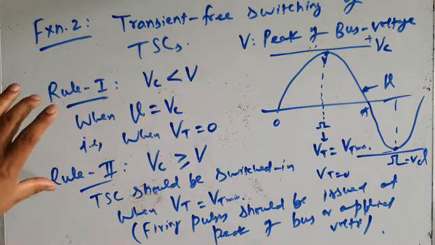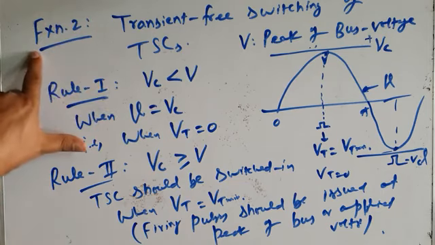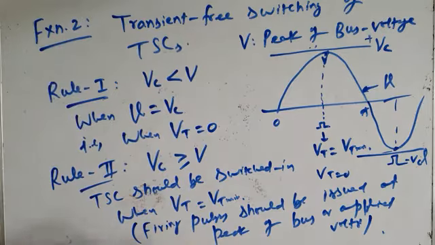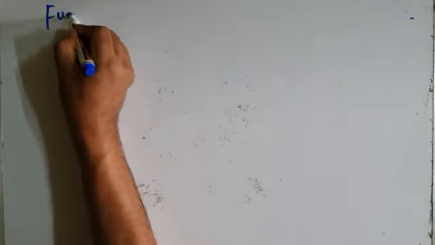So these are the two rules. These two rules will be followed by your controller, and that will complete function number 2, that is transient free switching of TSCs. And how is this function 2 performed? Let me show the functional block diagram for this.